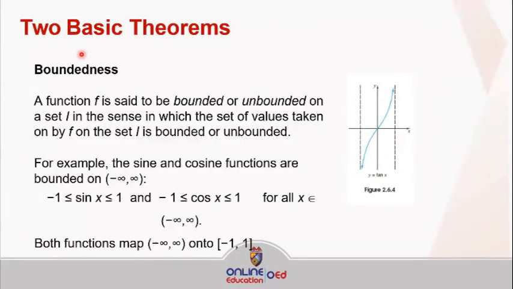Yan. For the two basic theorems, we have the boundedness. So, for this, a function f is said to be bounded or unbounded on a set in the sense in which the set of values taken on by f on the set is bounded or unbounded. So dito lang pinapakita natin, for example, we have the sine and cosine function are bounded on the negative infinity and into positive infinity. Let's say we have the negative 1 less than or equal to sine x and less than or equal to 1, where yung sine x natin is in between the negative 1 and 1, and also for the cosine x, in between siya ng negative 1 to 1. So we have here na yung x natin is from the negative infinity to positive infinity. So both functions are into negative 1 and 1. So, yun lang yung pinapakita natin.